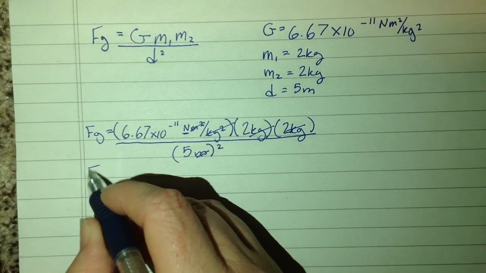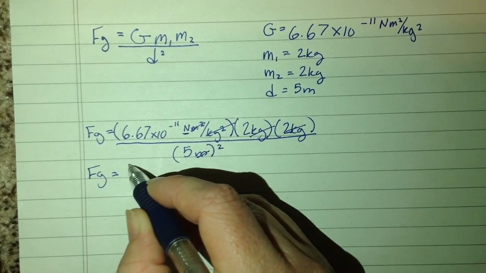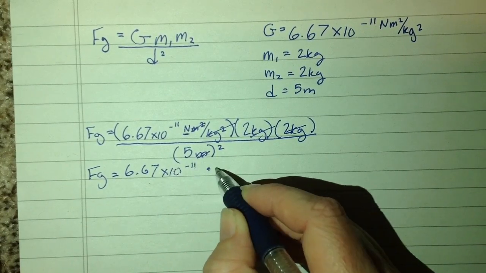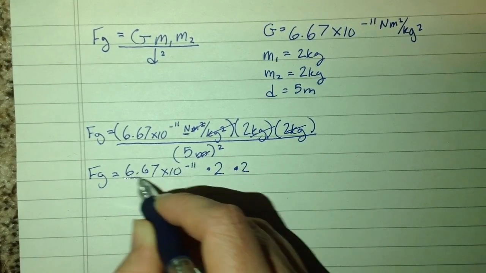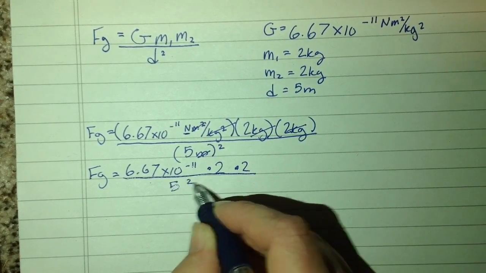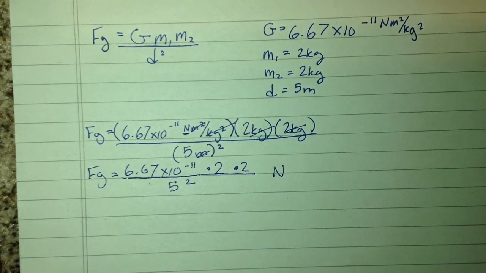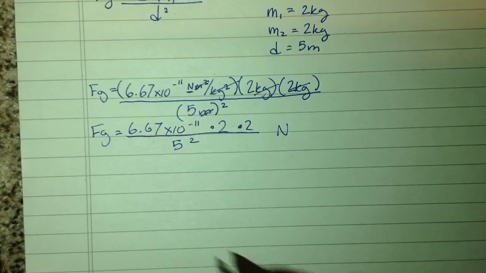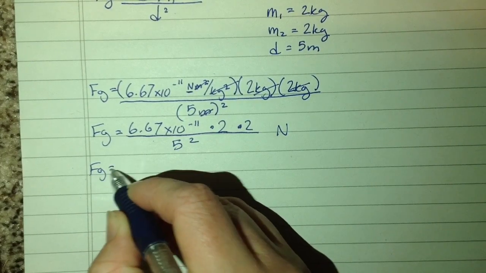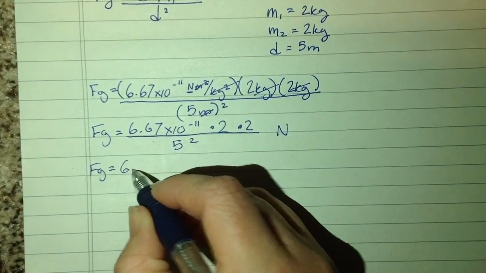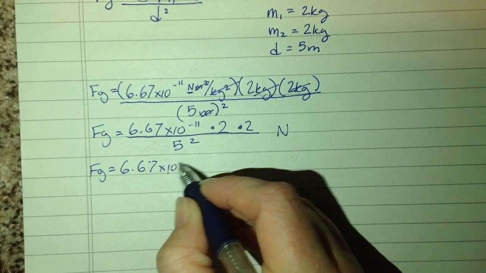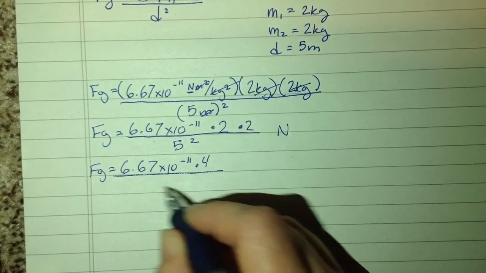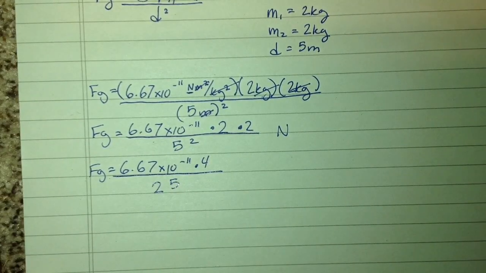So if we write that without any variables at all, this is 6.67 times 10 to the negative 11 times 2 times 2, divided by 5 squared, and we know that in the end our unit is going to be newtons. So if we just solve through this step by step, I'm going to keep this number because that one's kind of confusing, so we're going to look at it at the end. 2 times 2 is, of course, 4. And then 5 squared is 25.